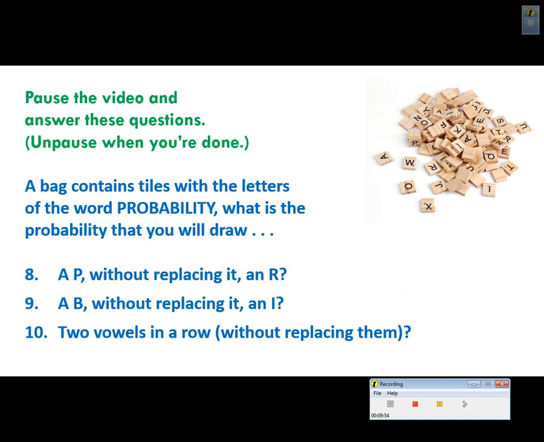Okay, now try these. Same thing, except now we're using the bag of tiles, like our last example there.